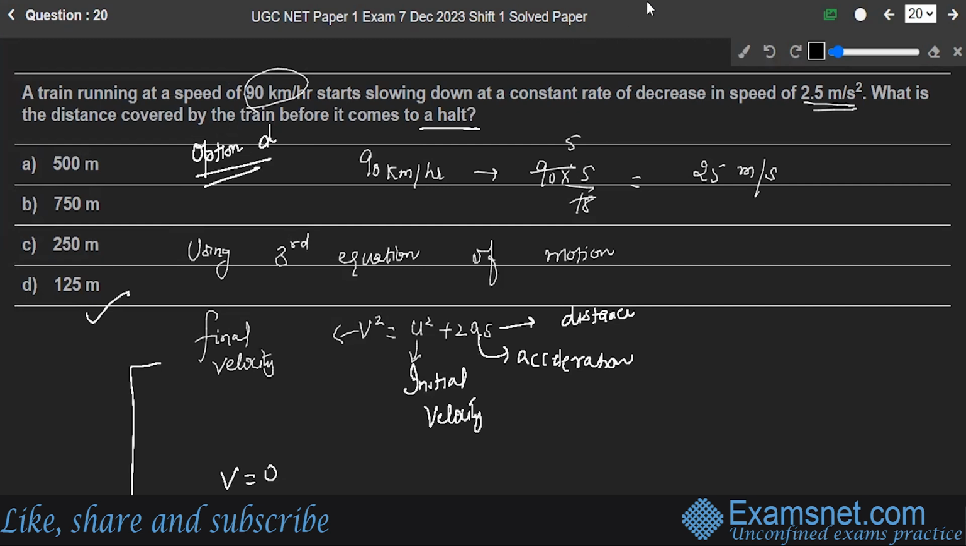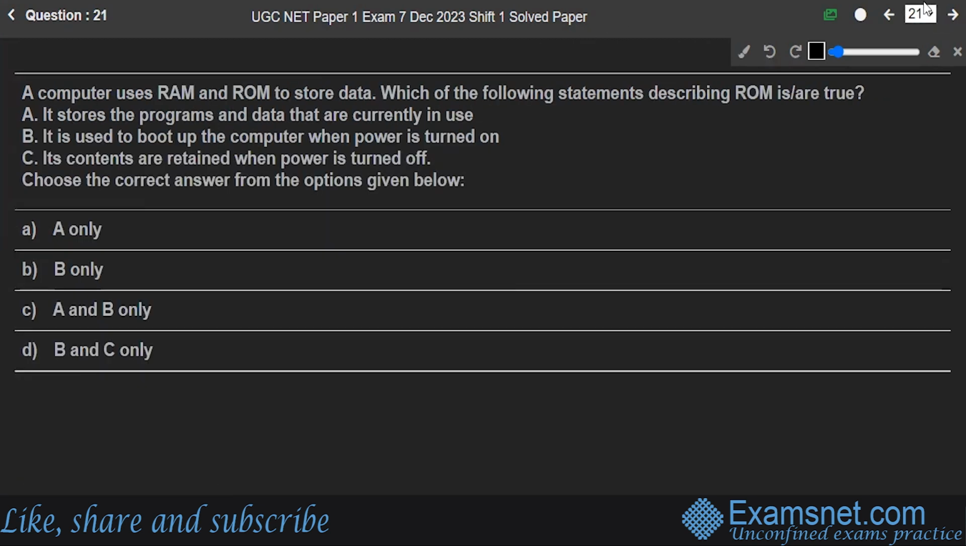Hope you got that. Let's move to the next question, number 21. A computer uses RAM and ROM to store data. Which of the following statements that describe ROM are true? It says, number 1, it stores the programs and data that are currently in use. No, ROM, this is your read-only memory.